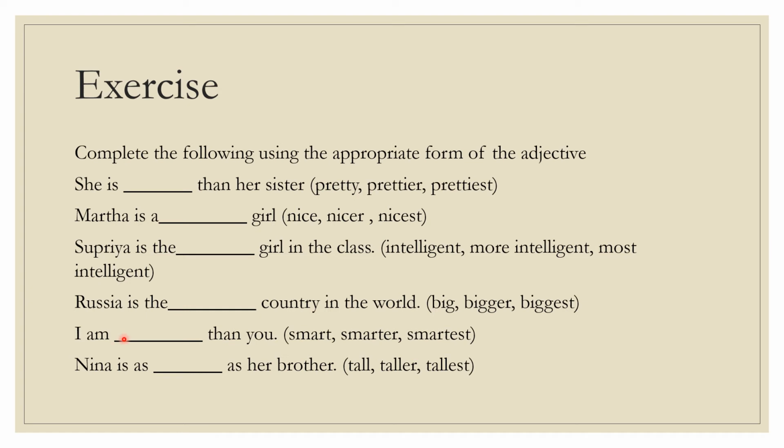I am dash than you. Alternatives: smart, smarter, smartest. So I am smarter than you. Smarter is in the comparative degree. Smarter than. Comparative degree is followed by than. Ends in ER. So smarter is in the comparative degree. Nina is as dash as her brother. Alternatives are tall, taller, tallest. So the correct answer is tall. As tall as. It is in the positive degree. Tall is in the positive degree.